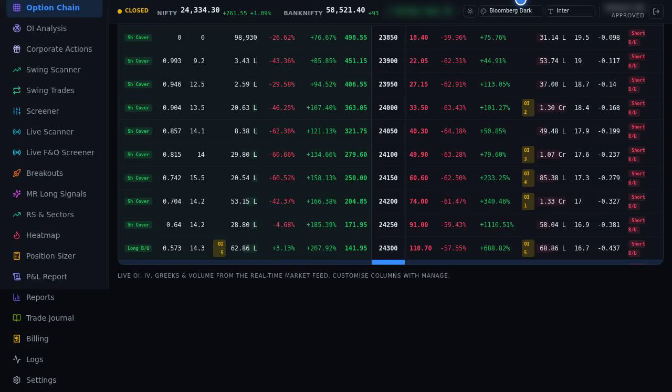On top of all that, you can customize exactly which columns you see using the Manage button, switch instantly between expiries and underlyings, and view the whole market's options map on one screen. Master this one table and you stop guessing and start reading what the market is genuinely doing in real time. That is the edge the option chain gives you.